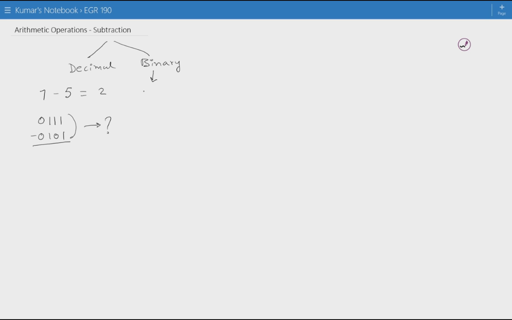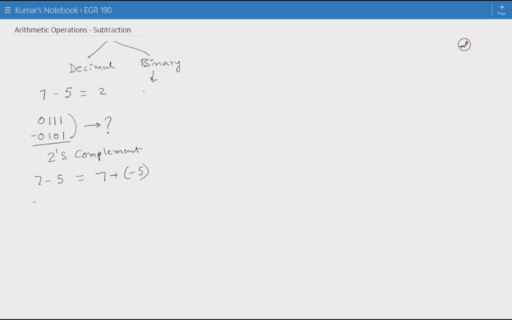Let's see here. You can, similar to decimal, follow the concept of borrow and do the subtraction in here, but there is a simpler method using something called 2's complement. The best way to do it is 7 minus 5. We can also write it as 7 plus minus 5. And what we are doing here is using 2's complement to represent negative 5.